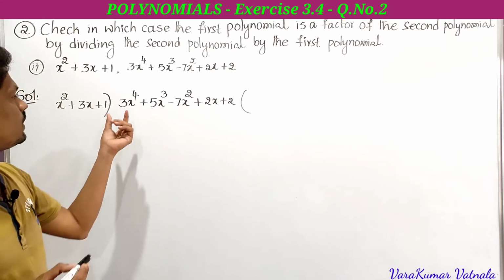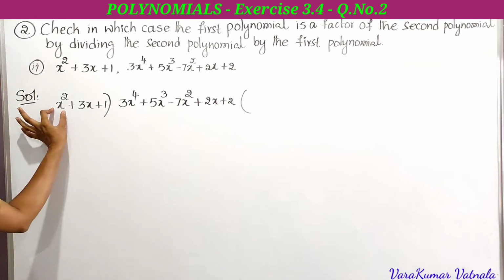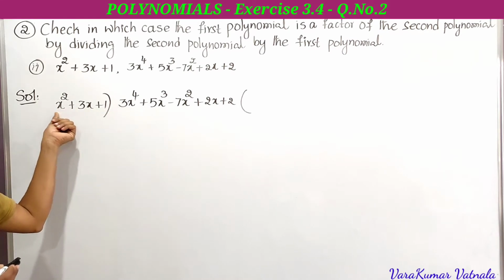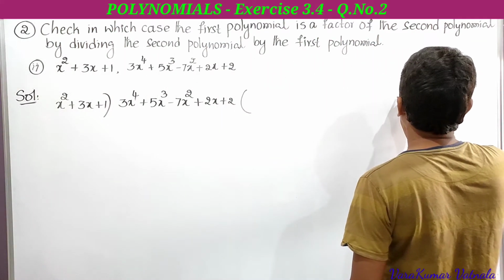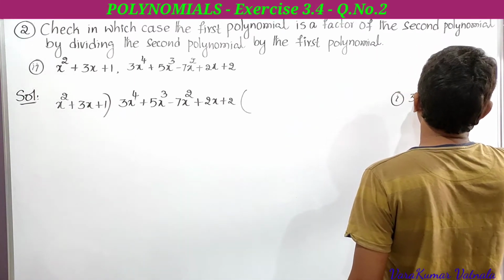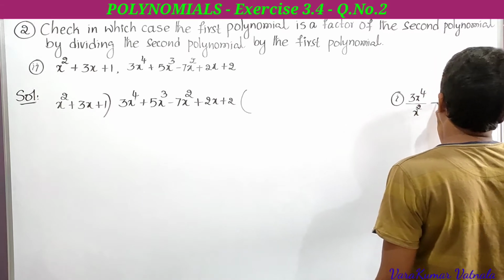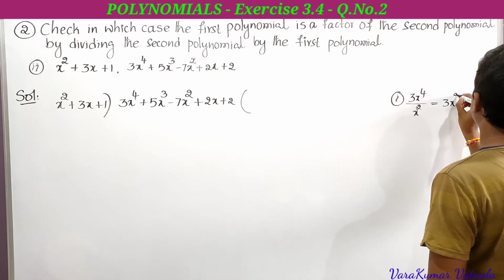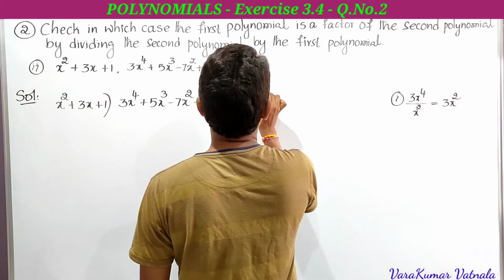So now the first step: this is the highest degree term of the dividend, and this is the highest degree term of the divisor. Divide the highest degree term of the dividend by the highest degree term of the divisor, that is, divide the first term of the dividend by the first term of the divisor. 3x to the power 4 divided by x square gives 3x square. Write this 3x square in the quotient area.